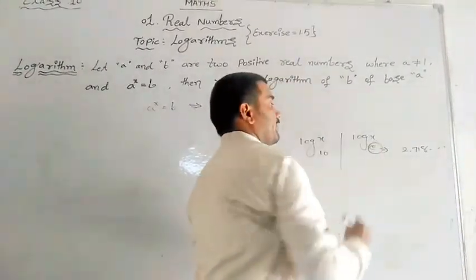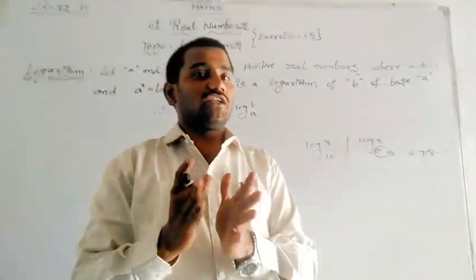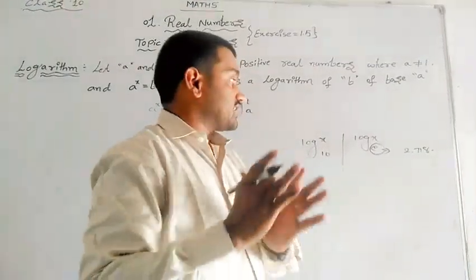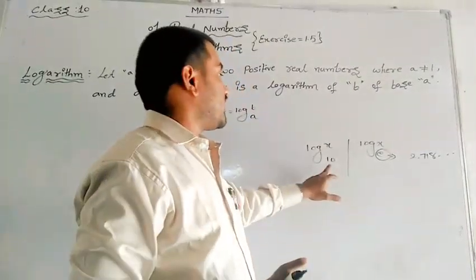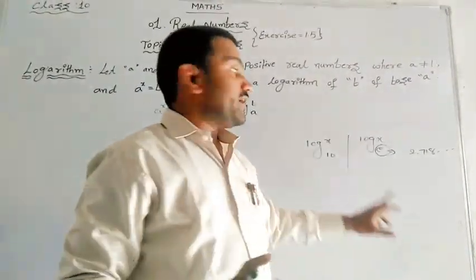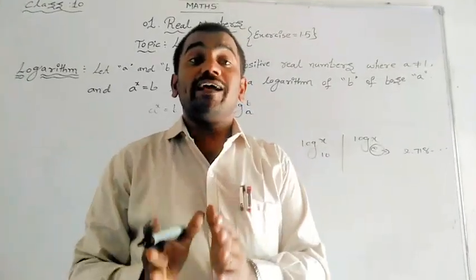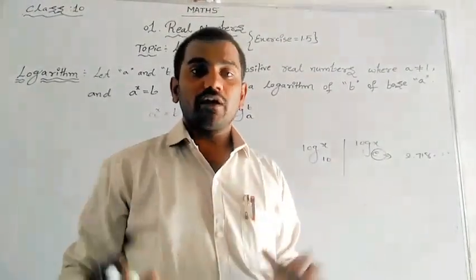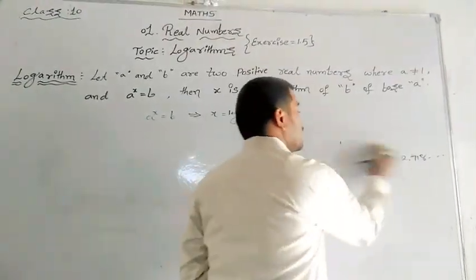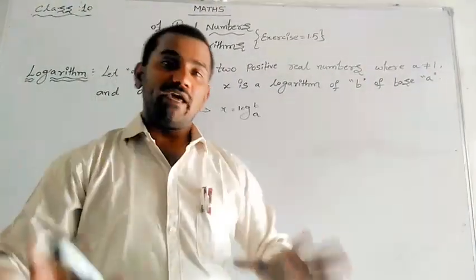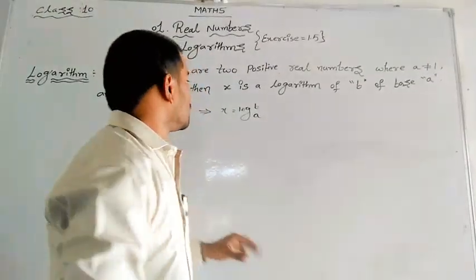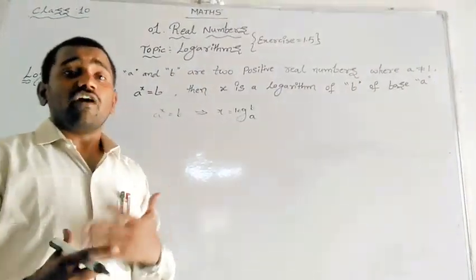It is an irrational number. But normally in our 10th class we use the base 10. If the base is 10 or e, it is known as a normal logarithm. So if there is no base, always use 10 as the base. So remember this. Let's take some formulas.